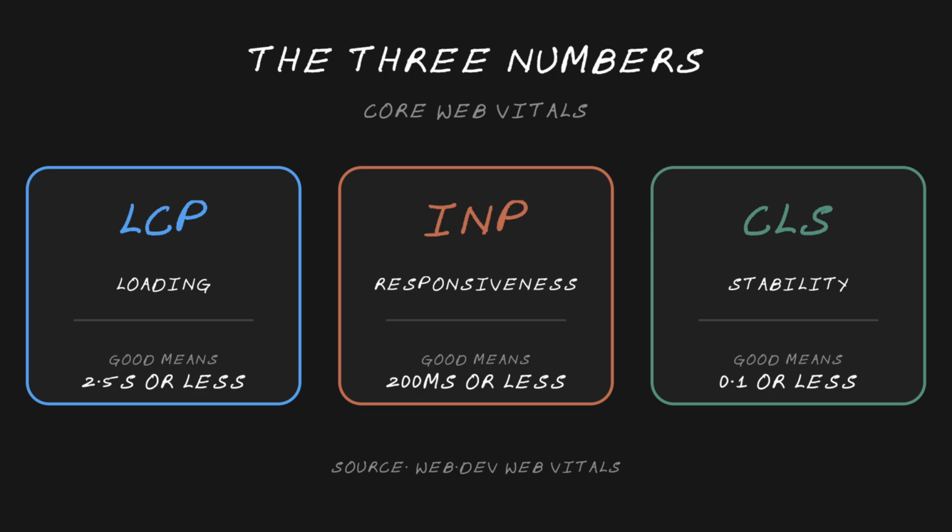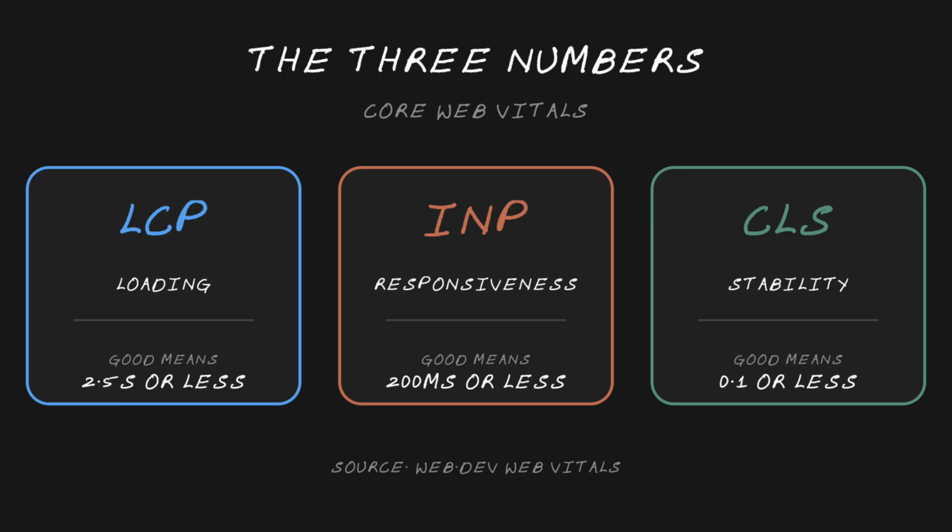Google calls them core web vitals, and there are 3 checks on the user experience. Largest contentful paint is loading. How long until the biggest thing on screen, usually your hero image, actually shows up? Good means 2.5 seconds or less. Interaction to next paint is responsiveness. You tap a button, how long before the page visibly reacts? Good means 200 milliseconds or less.